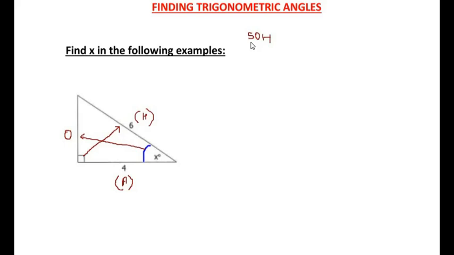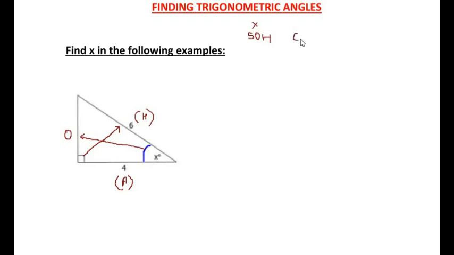If we are going to use the sine to find out the angle x, we need to have the opposite. Here the opposite side is not given. So since we do not have the opposite, this is not a correct choice to find out the angle x.